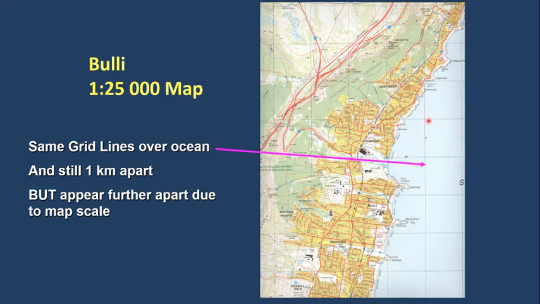Now this map is at a different scale. It's showing more information. So those grid lines appear a bit bigger. Of course, they also appear different because of the way I've zoomed in on the size of the scan. But on the original paper maps, these grid lines appear much further apart because of the nature of the map scale. But in reality, they're 1 kilometre apart, just like they are on the previous map.